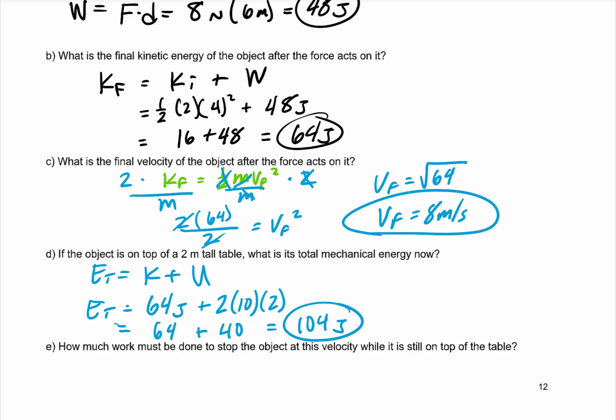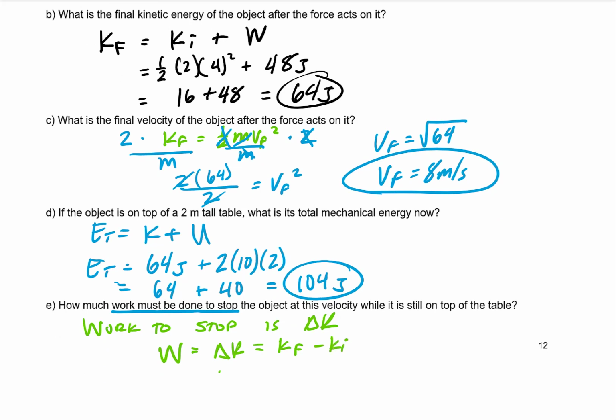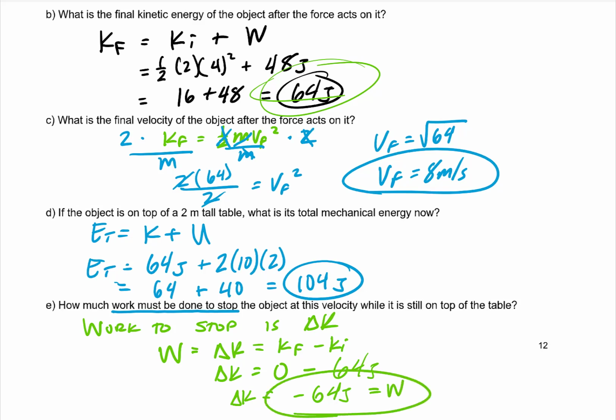How much work must be done to stop the object? Work to stop is just the change in the kinetic energy. There's no change in height, so there's no change in potential energy. So it's 1/2 the mass, 2, times the final velocity, 0, squared, minus 1/2 the mass times the initial velocity. Well, we don't even have to do that much, do we? When we've stopped, change in kinetic energy is K final minus K initial. So the change in kinetic energy is 0 minus the initial kinetic energy. It's just the kinetic energy on top of the table, 64 joules. So the change in kinetic energy is negative 64 joules, which is equal to the work. We have to do negative 64 joules worth of work to stop the object.